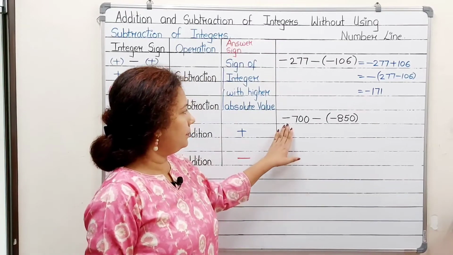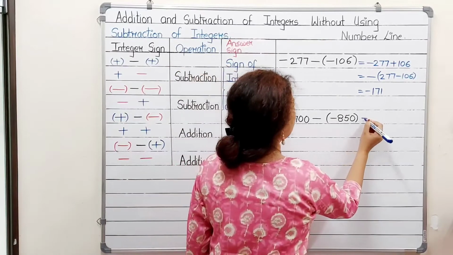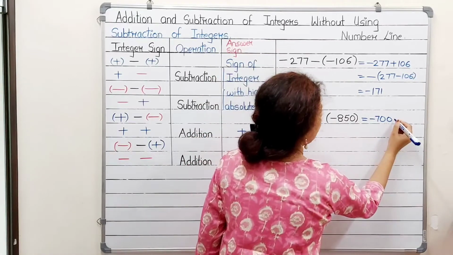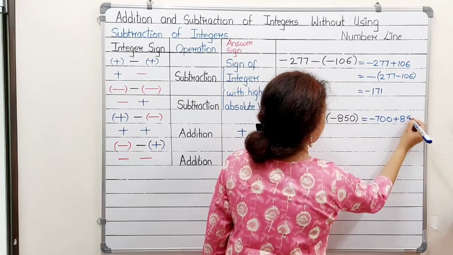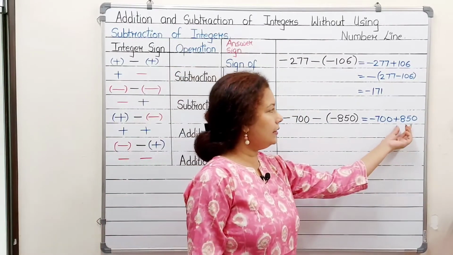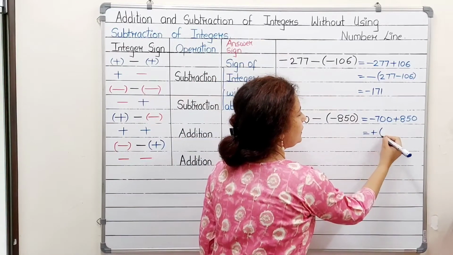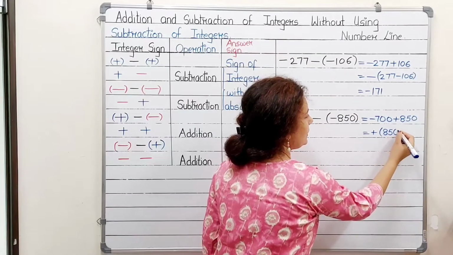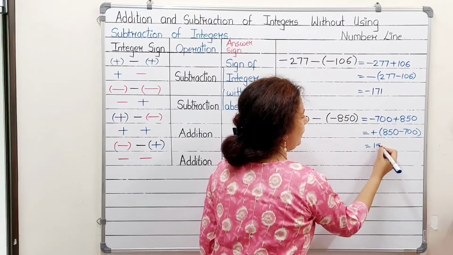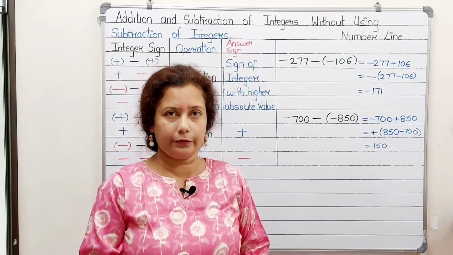One more example. Minus 700 minus 850. So here first integer we will write minus 700. Minus minus becomes plus 850. Now here 850 is a higher absolute value and this integer is having a positive sign. So the answer will be positive and we will subtract the absolute values, that is 850 minus 700. So the answer will be 150. That is a positive answer we will get, and it is 150.